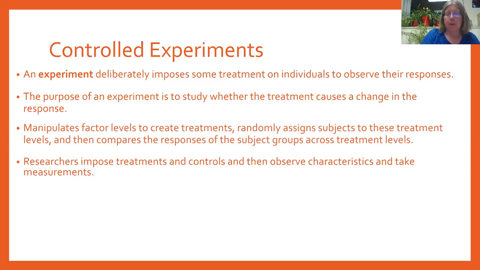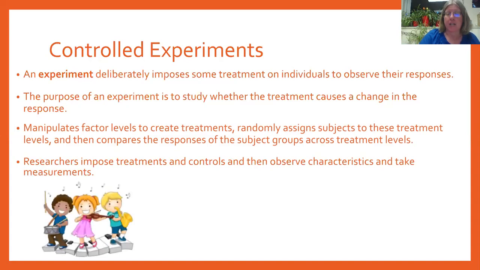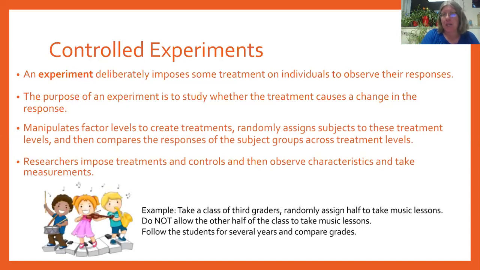Okay, so we impose treatments and controls and then observe characteristics and take measurements. So if we return to our example of music and grades, if I turn that into an experiment, what I can do is take all the students in Math 113 and I'll randomly assign you into one of two groups. One group will be assigned to participate in a musical activity for an hour a day, and the other group will not be allowed to participate in any music. Okay, so maybe we'll do that for the rest of the semester, and we'll look at the grades on the final to see if music had any impact on grades.